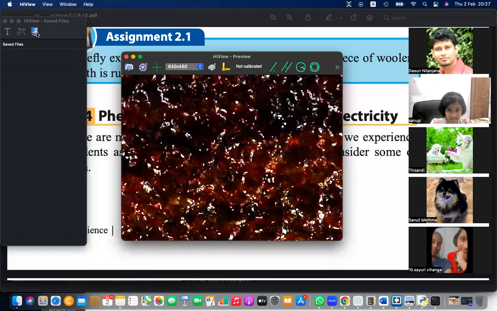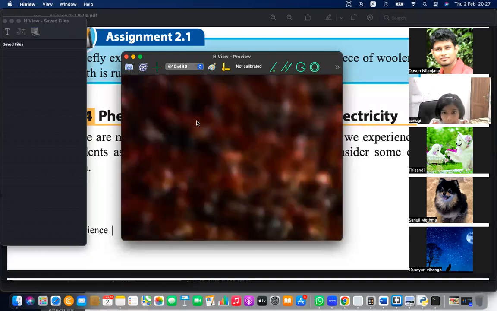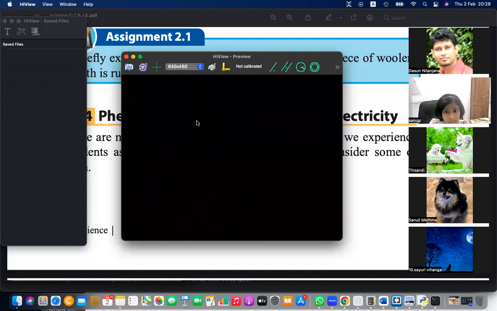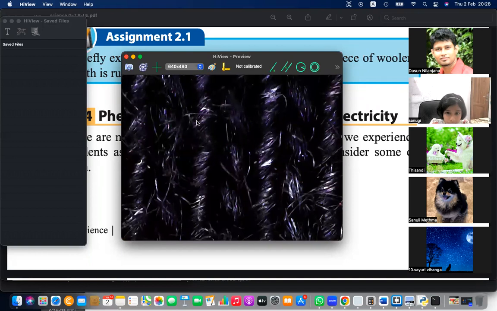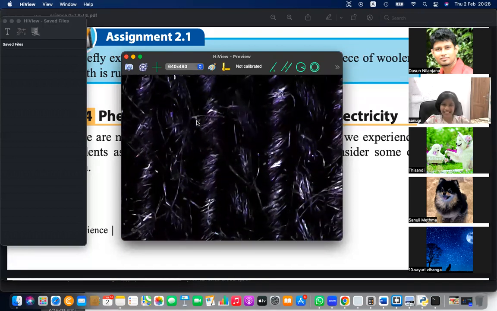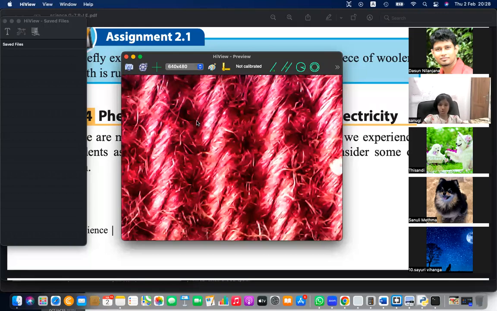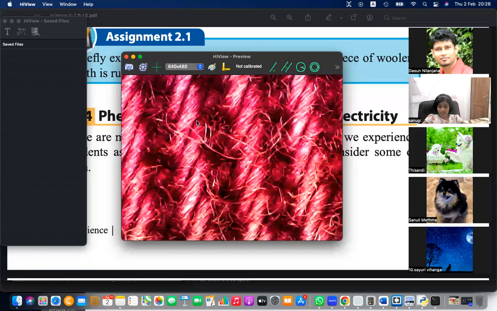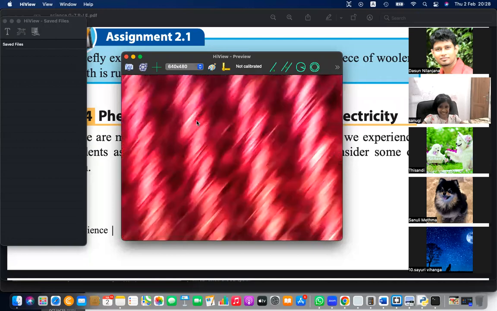Sticker, and this is a live image of a cloth. Can you see? Wait. You can see that, but I think you need to increase this one. All right, you can see. This is a cloth, how it is weaved and all. Can you see? Small threads are there. The cloth is made from threads.